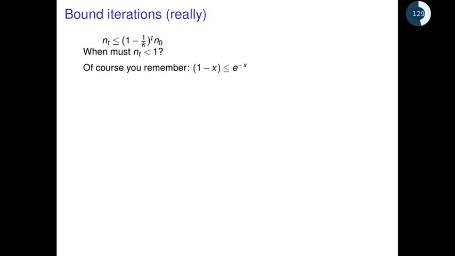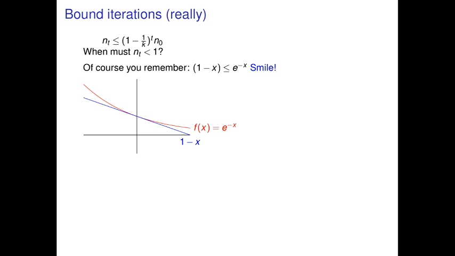Of course you remember this. 1 minus x is less than e to the minus x. Because we love this. We love e, right? You don't remember it. Who remembers it? That's the figure. Clearly 1 minus x is the blue line, and the red line is e to the minus x. You can talk about Taylor. You can do any number of things. It's a lot of fun to figure this out. You can prove this in 10 different ways. That's my proof.